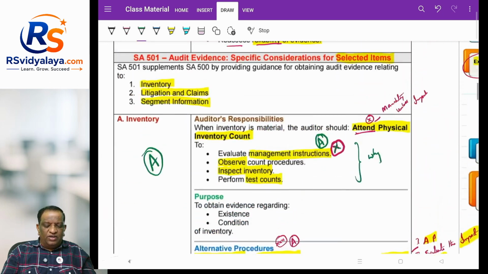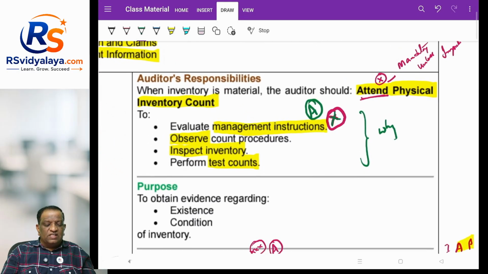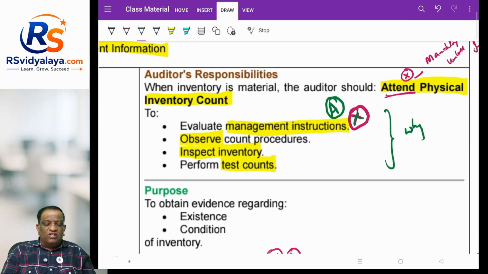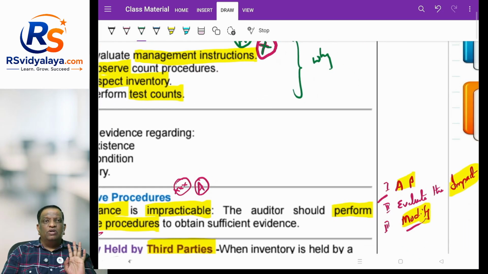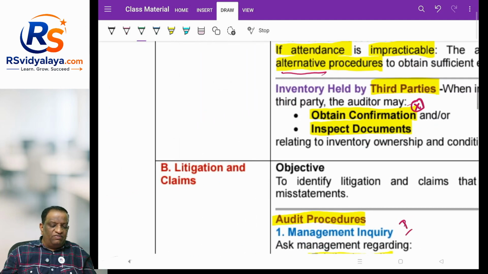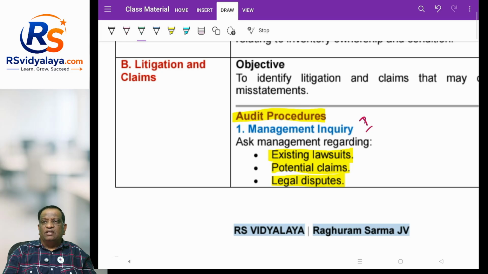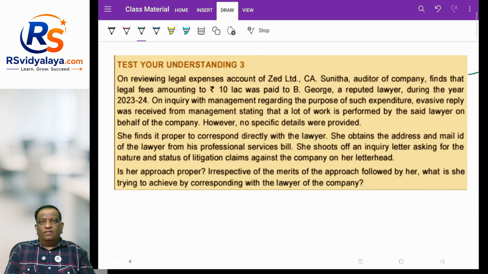Another point is, for doing this physical verification, see whether the management has prepared a set of instructions. If they have prepared, then how is it being followed at the ground level by the count team? If they are not following, same procedures: perform alternate procedures, evaluate the impact and modify the report. These golden steps are relevant for answering in multiple standards. So, with this SA 501 also comes to an end. Now, let's move on to the next.